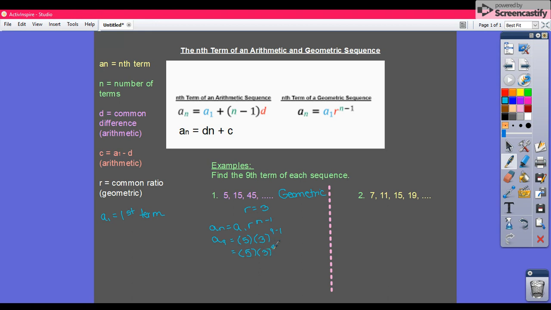So the biggest mistake I've seen so far: remember your PEMDAS. Do not forget your algebra. We do not multiply 5 times 3 first. In PEMDAS, exponents always come first. So you take 3 to the 8th power first, giving you 6,561, and then you multiply it by 5. So then the ninth term will equal 32,805.